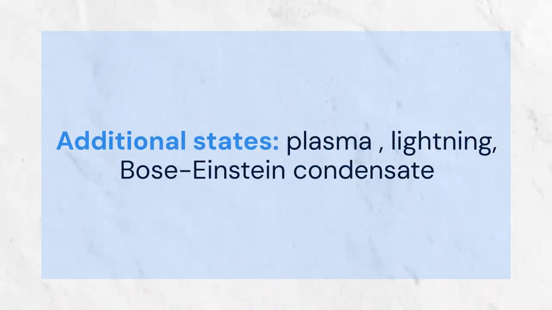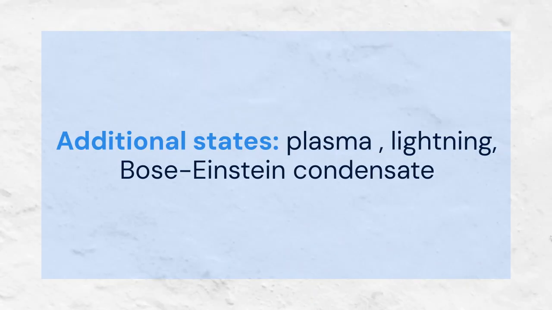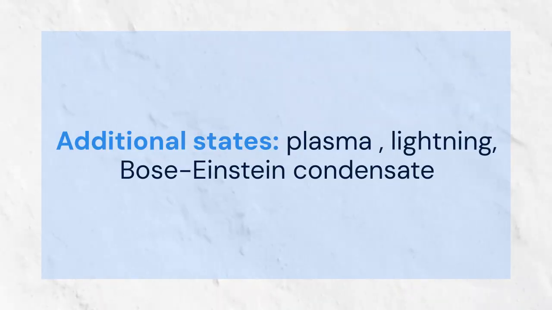Additional states: plasma, ionized gas found in stars and lightning. Bose-Einstein condensate, an extremely low temperature state.